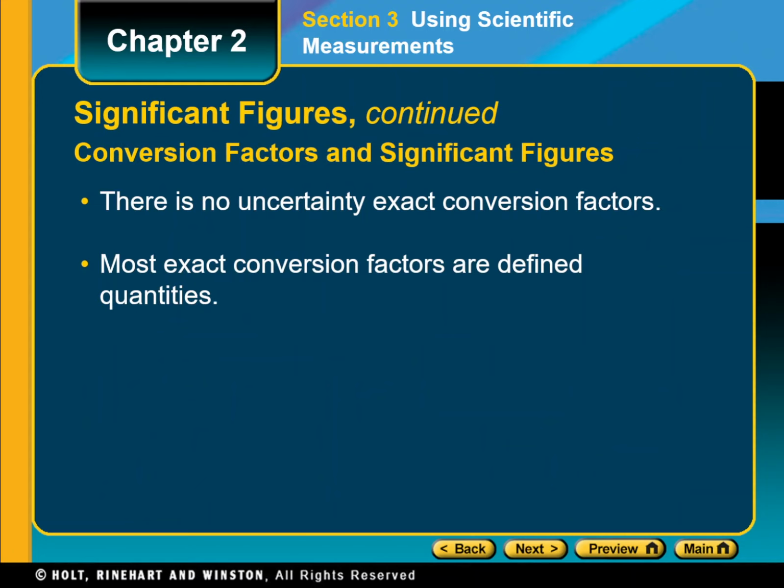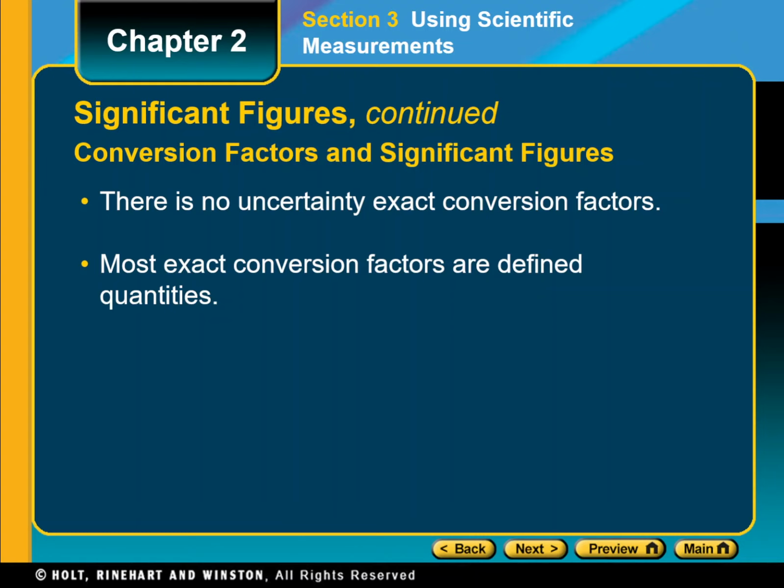Conversion factors and significant figures. Earlier in this unit, you learned how conversion factors are used to change one unit to another. These conversion factors usually do not have any uncertainty. For example, there are exactly 100 centimeters in a meter. If you were to use the conversion factor 100 centimeters per 1 meter to change meters into centimeters, the 100 would not limit the degree of certainty in the answer.